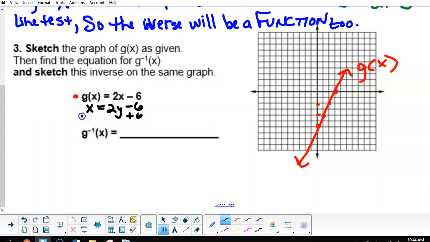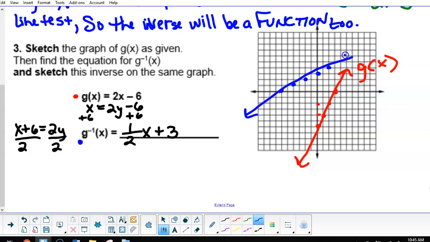Plus it, add it, plus it. Did I really just say that? X plus 6 equals 2y. Then what happens when I divide everything by 2, guys? If we want this in y equals mx plus b form, 1/2 x plus 3. So then I can graph that one in blue. So it starts up at 3, and up 1 and over 2, or down 1 and back 2. Ooh, I didn't hit the dots very well.